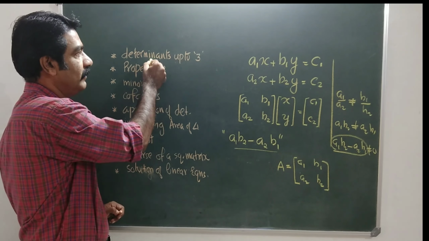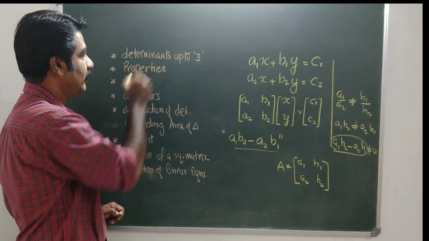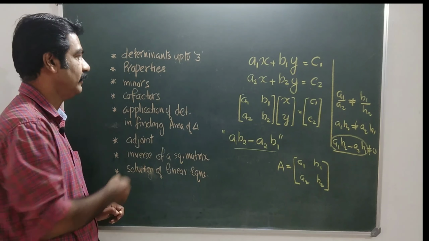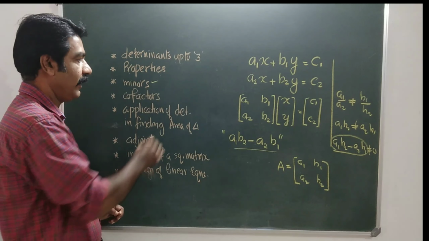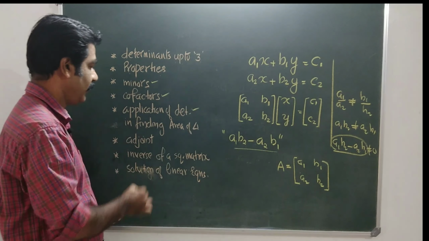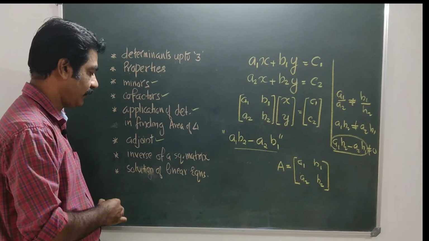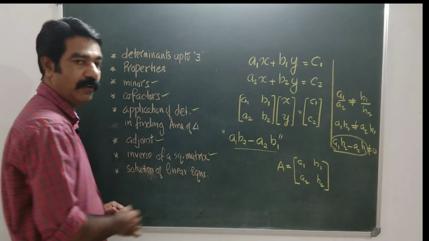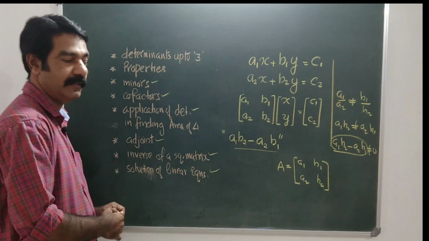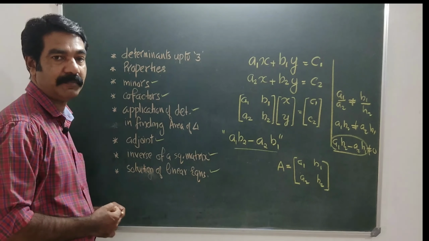Determinants up to order 3. And also we discuss properties of determinants, minors and cofactors, application of determinants in finding area of a triangle, and also adjoint of a matrix, inverse of a square matrix, and also solution of linear equations. These are the main things we discuss in this chapter.